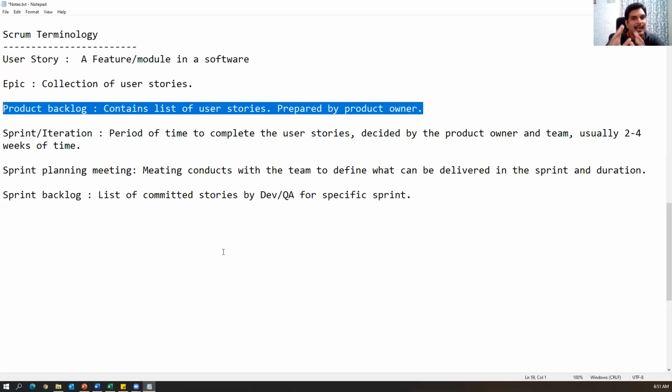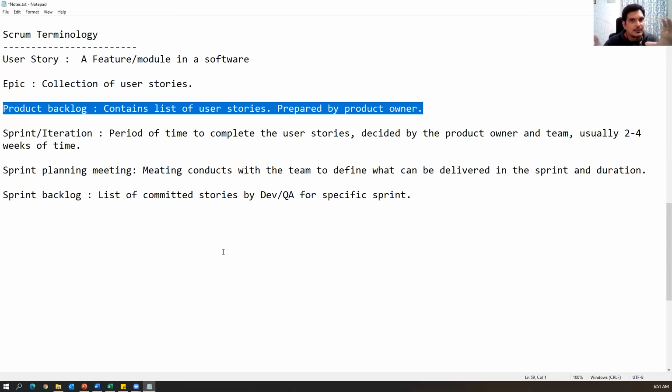So dev and QA have accepted. These are the stories we are going to develop and test within the period of the sprint time, and those stories are called the sprint backlog. So the sprint backlog is nothing but a list of stories committed by dev and QA for a specific sprint. For each sprint, the sprint backlog will change.